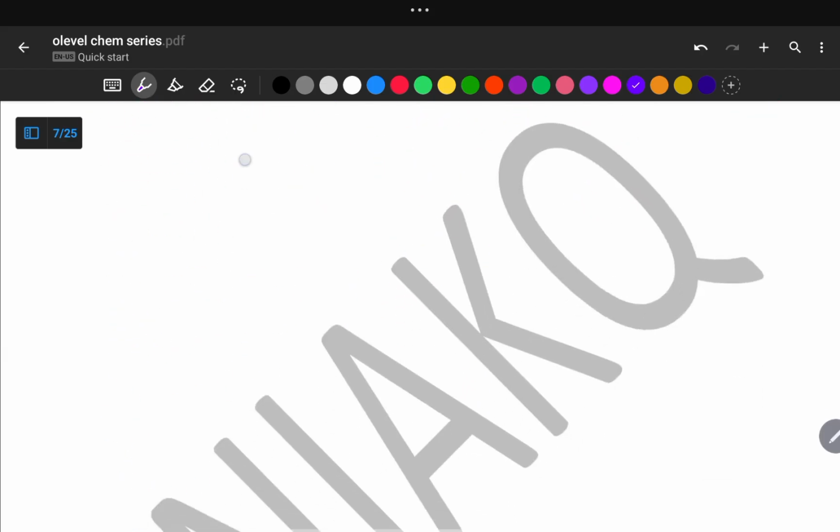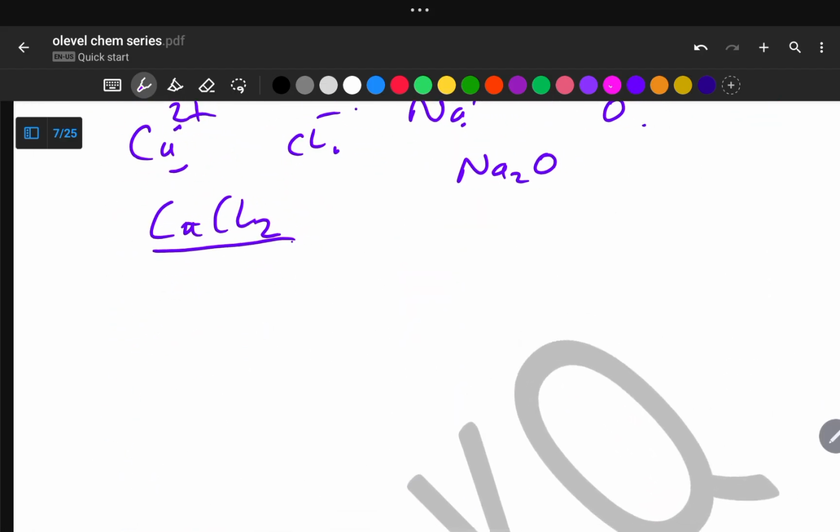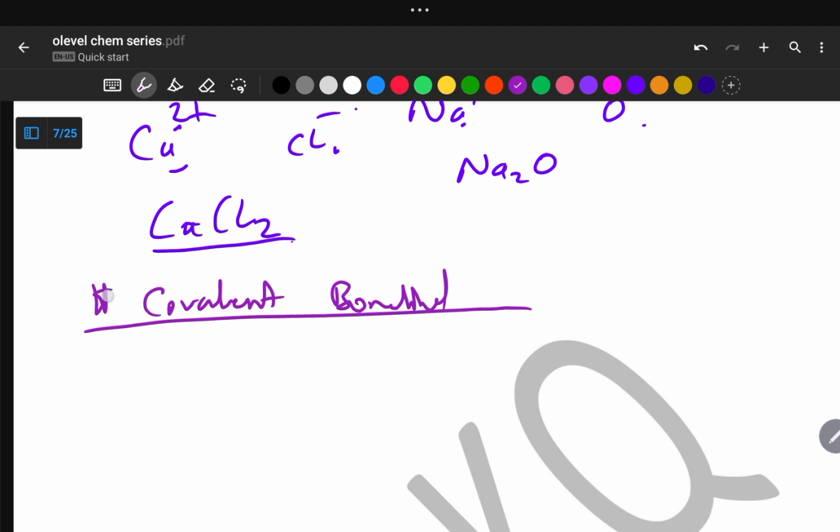Alright, and then we are now moving on to what we call covalent bonding. So covalent bonding is a type of bonding found between non-metals. It is the bond which exists between non-metals. So we said all the bonds are electrostatic in nature, right? So we want to understand where the electrostatics are within a covalent bond, right?